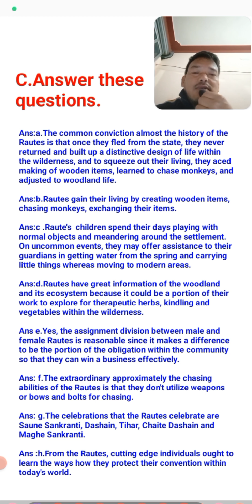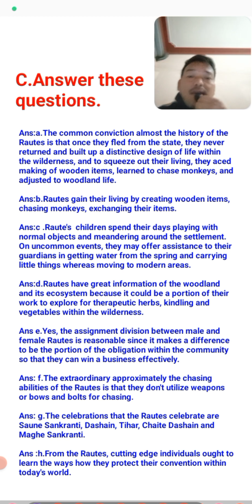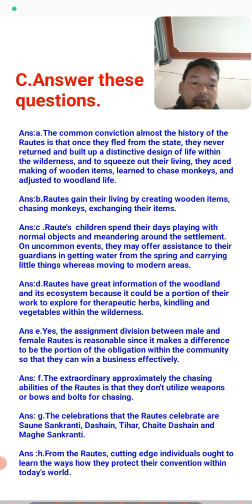They have the skills of making wooden items, chasing and killing monkeys, and hunting and exchanging their items, trading items. Okay, this is all the means of their living. C number: how do Rauti children spend their days? Yes, how do they spend their days?